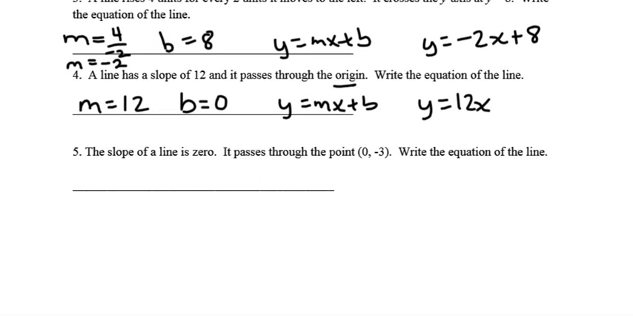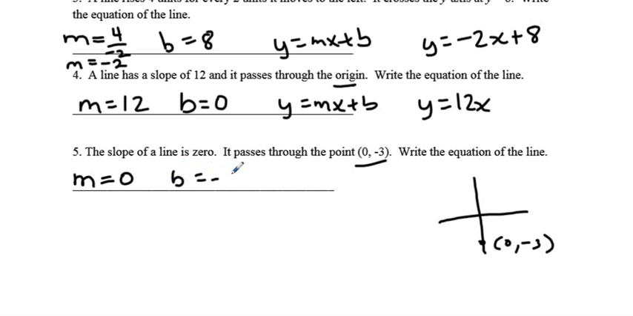All right, last one. The slope of a line is 0. It passes through the point (0, -3). Interesting. Well, okay, slope is 0. And this point (0, -3), if you just thought about it, plotting that point, the x is 0, so we're not going left or right, and you're going down 3. So this is the point (0, -3), and that represents the place where the line crosses the y-axis, which is called the y-intercept. So our b is -3.